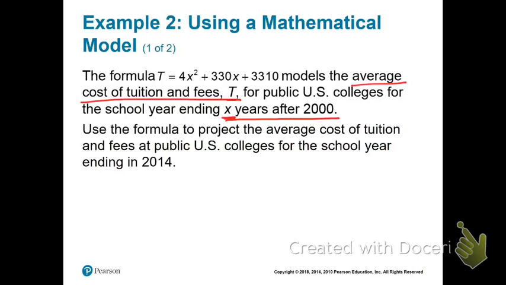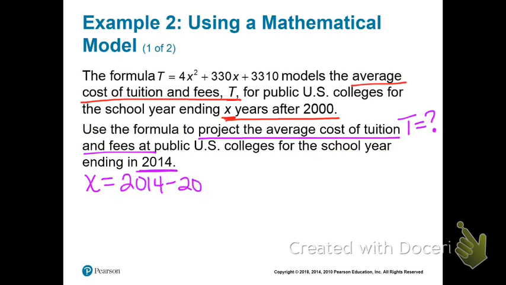All right, so what are we after? It says use the formula to project the cost of tuition. So we want the projected average cost of tuition and fees. Okay, that's what we're after. And that was T. So T is what we're solving for, which means I've got to figure out what x is. Well, is x 2014? No, because remember, x is the number of years after 2000. So we've got to find out how many years after 2000 that is. So we're going to subtract out the 2000, and we'll find that we get 14. So that tells us then that x is going to be 14.